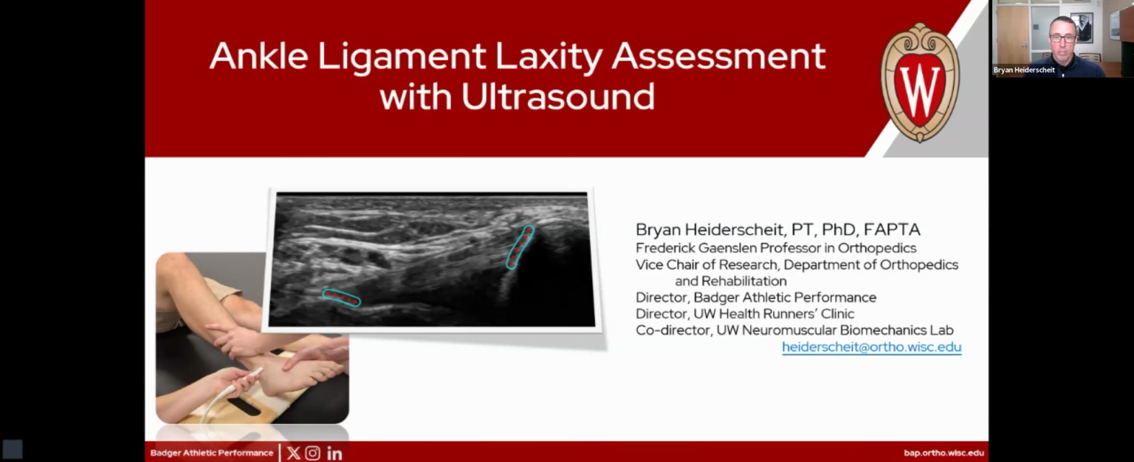I've prepared a handful of slides to really talk through this issue that we put a little more time in as of late, which is really thinking about how we can leverage ultrasound imaging, both at the point of care, but also from a research standpoint, to understand more about ankle ligament laxity, particularly after a lateral ankle sprain, which is, as you know, one of the most common injuries that we face across a number of sports.